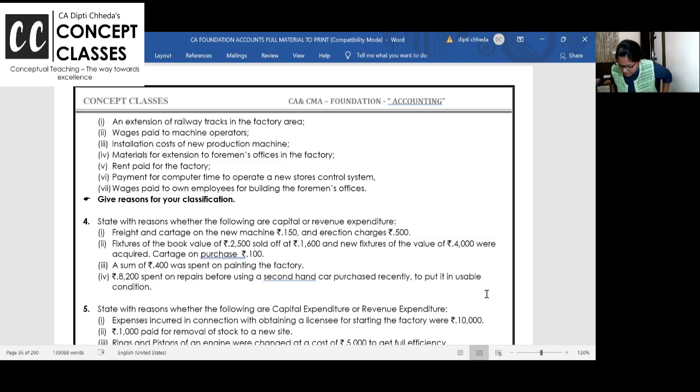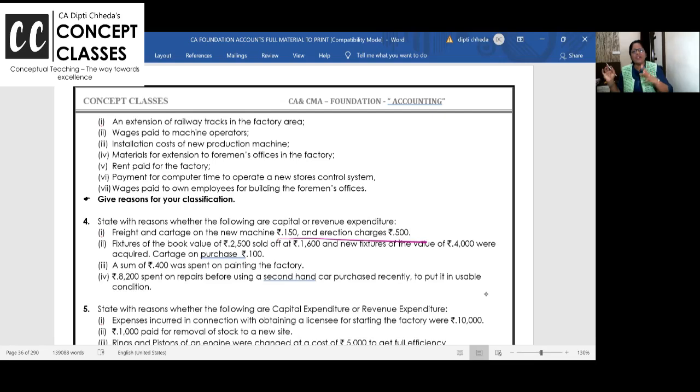State with reason whether the following are capital or revenue expenditure. Freight and cartage on the new machine 150 and erection charges 500. Superb. When you buy the new machine, till the time it is ready to put to use, whatever expenditure you incur, capital or revenue, on the machinery, they are all added.